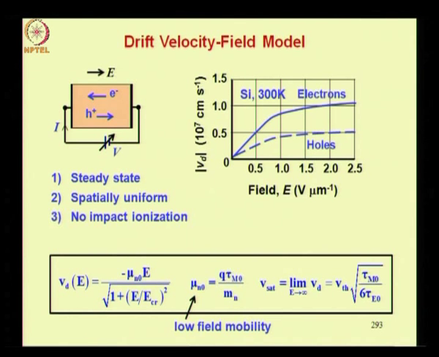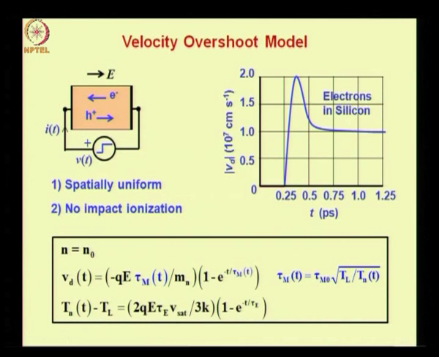Then we derived the drift velocity field model, assuming steady state, spatially uniform, and no impact ionization conditions. We explained how the velocity saturation happens, and saturation velocity depends on the thermal velocity, and the velocity field curve shows a linear behavior for small electric fields. We also modeled the velocity overshoot, assuming spatially uniform conditions in the semiconductor and no impact ionization.